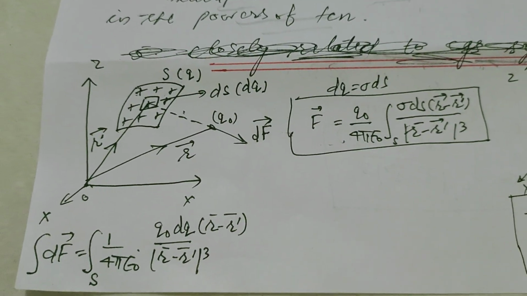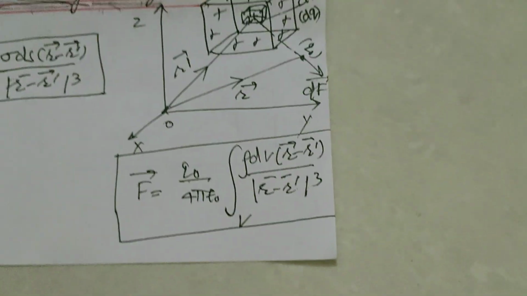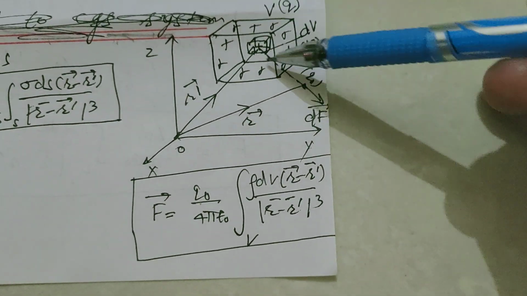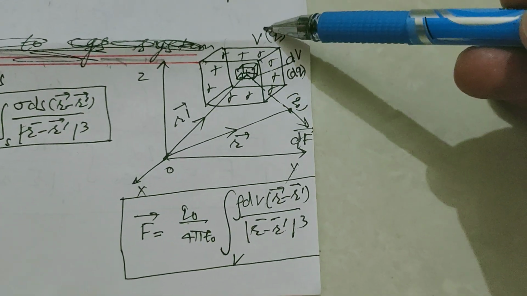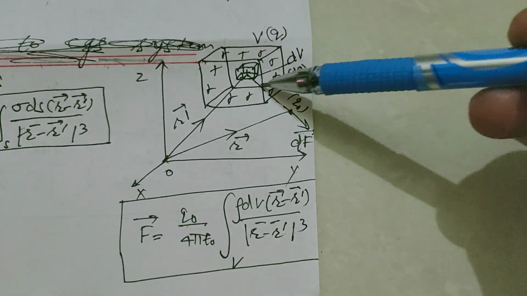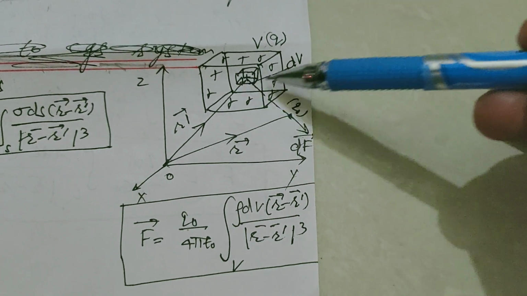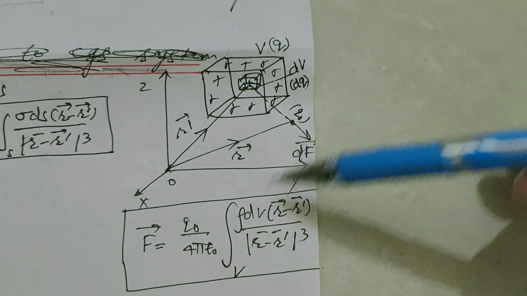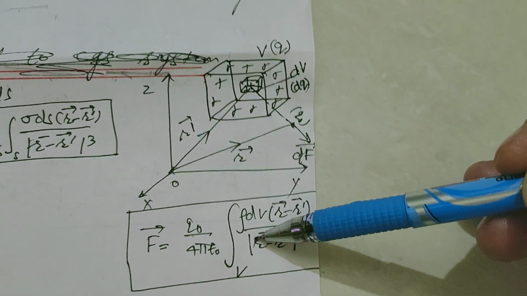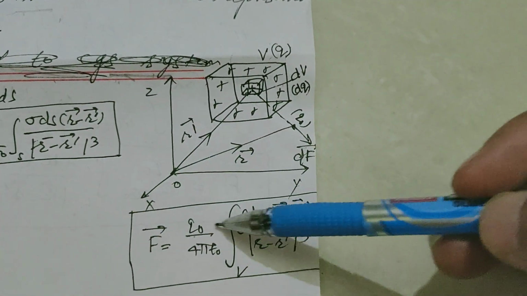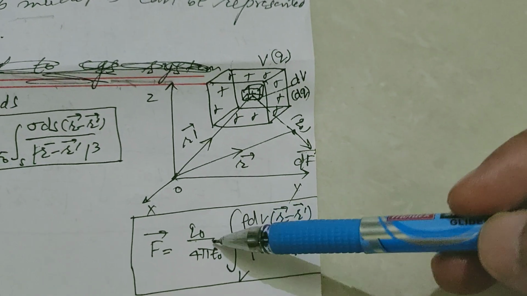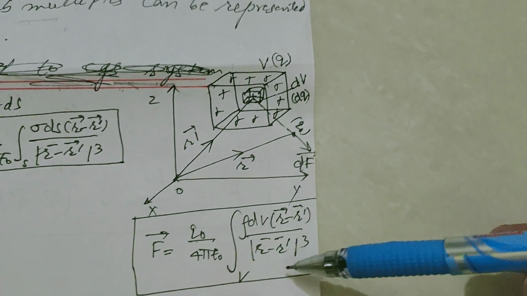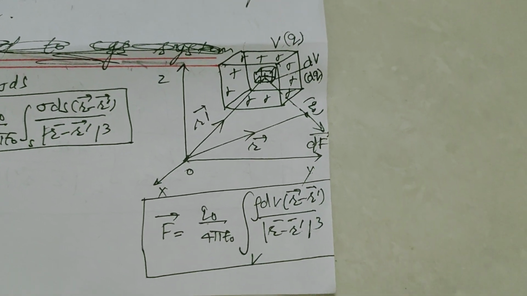And if you have to calculate force due to volume charge distribution, this is the case. Here total volume is V, total charge is Q. Small element we have taken having volume dV, having charge dq. So force according to Coulomb's law is 1 by 4 pi epsilon naught q naught dq. So in place of dq, rho dV is there and the rest of the things remain the same.